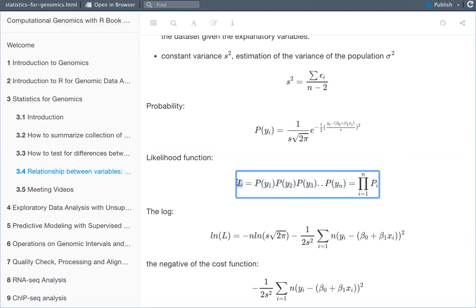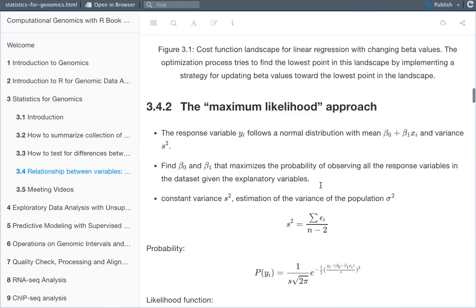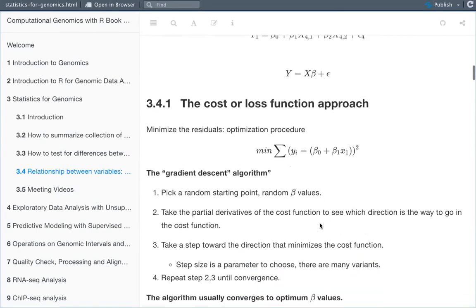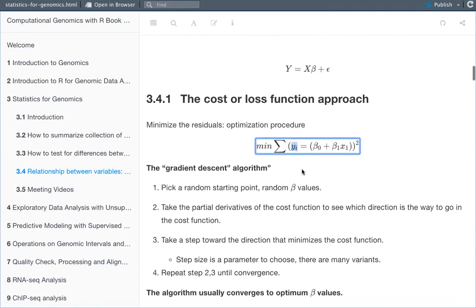When you multiply the probabilities, you take the product: the probability of y1 times the probability of y2 times whatever. All this means you are searching for the probability that y1 can happen, and y2 can happen, and y3 can happen. Instead, when you do the sum, it doesn't take into consideration the density distribution of y.